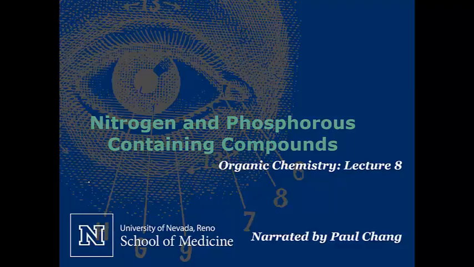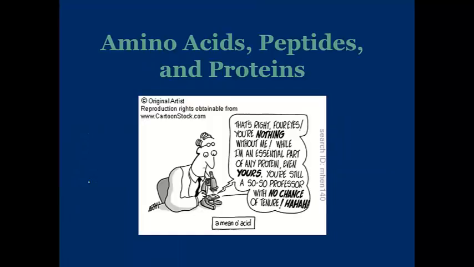Organic Chemistry, Lecture 8, Nitrogen and Phosphorus Containing Compounds. This lecture is going to be divided into two portions primarily. The first being amino acids and their respective peptides and proteins, and the second portion being phosphorus containing compounds. We'll start with the former.